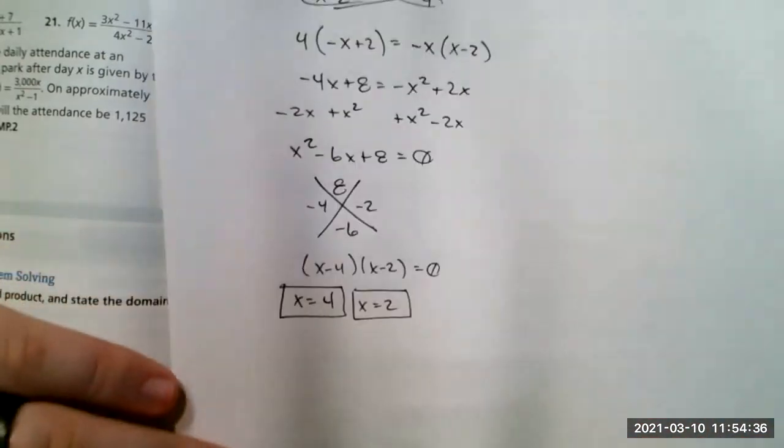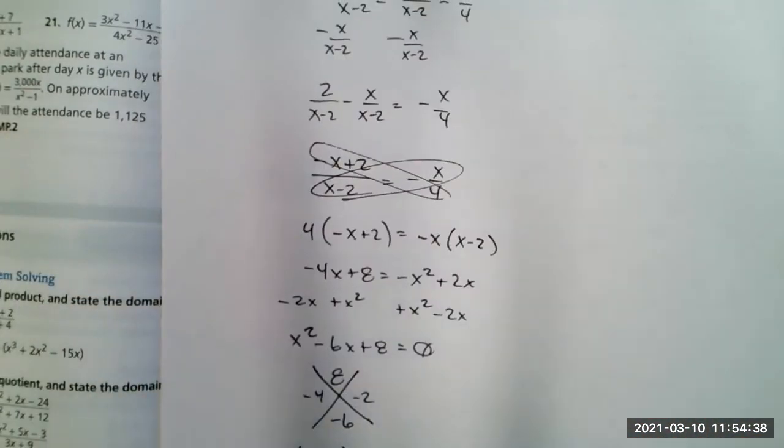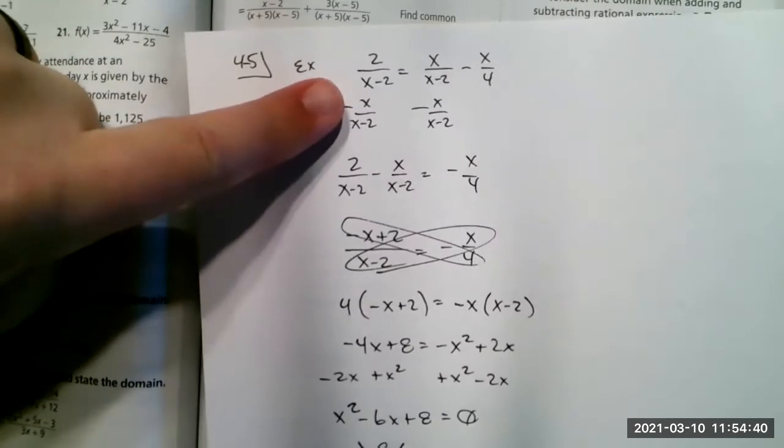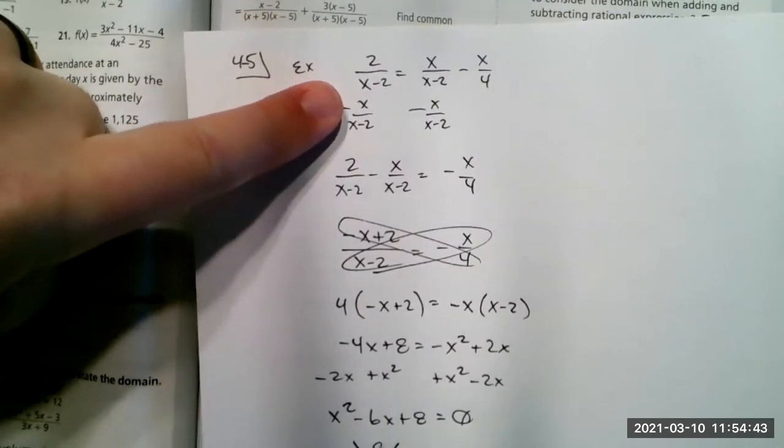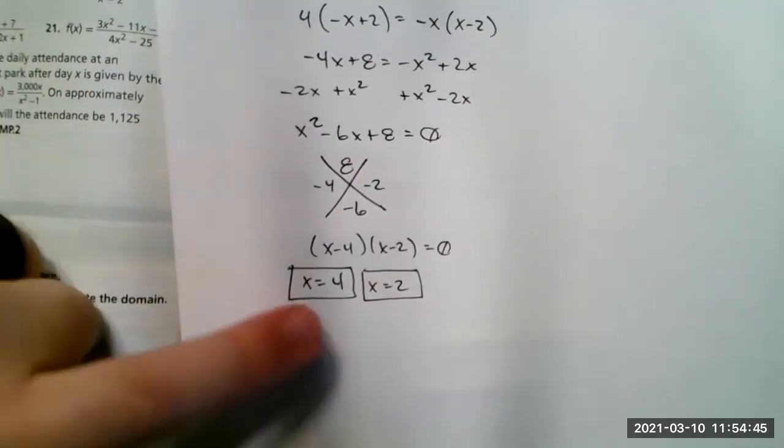Don't box it off and move on yet, because we had fractions. You have denominators where you have to plug those in and check them for extraneous solutions. So our two answers are 4 and 2.